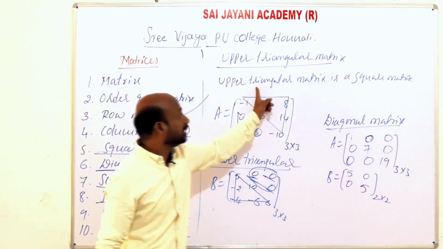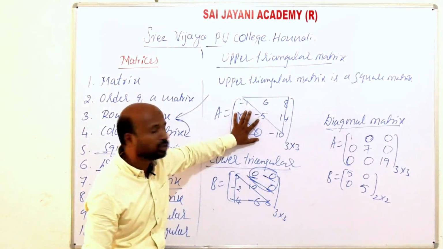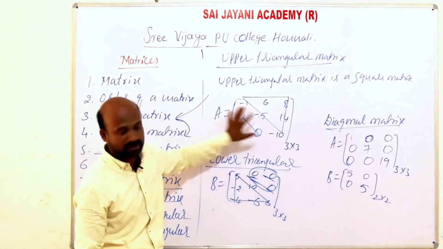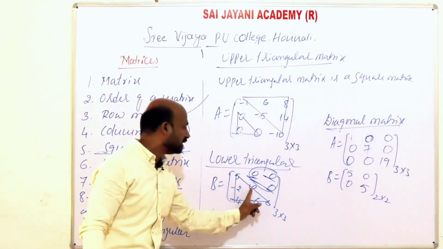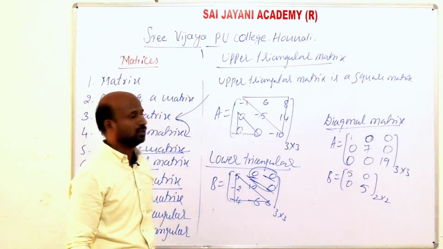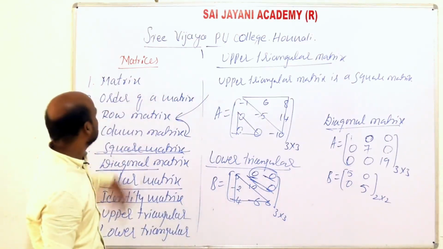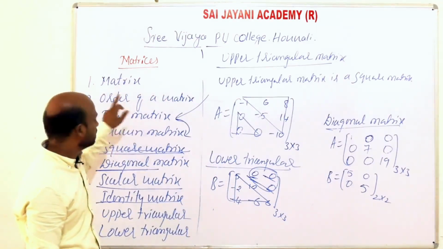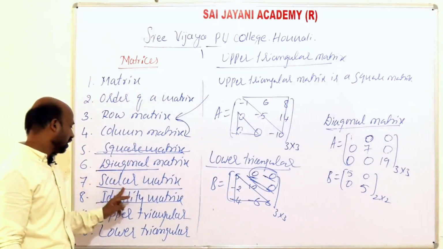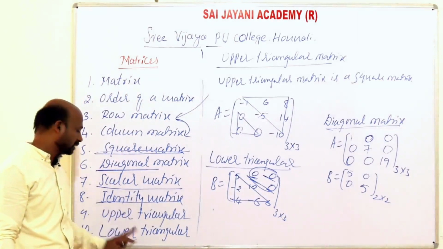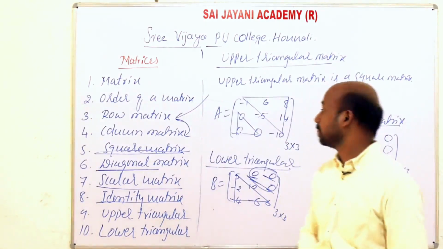So upper triangular matrix is a square matrix in which the elements below the principal diagonal elements are zeros, compulsory zeros. Lower triangular matrix is a square matrix in which the elements above the principal diagonal elements are zeros. So this is all about the matrix, order of a matrix, row matrix, column matrix, square matrix, diagonal matrix, scalar matrix, identity matrix, upper triangular matrix and lower triangular matrix. These are all the types of matrices.